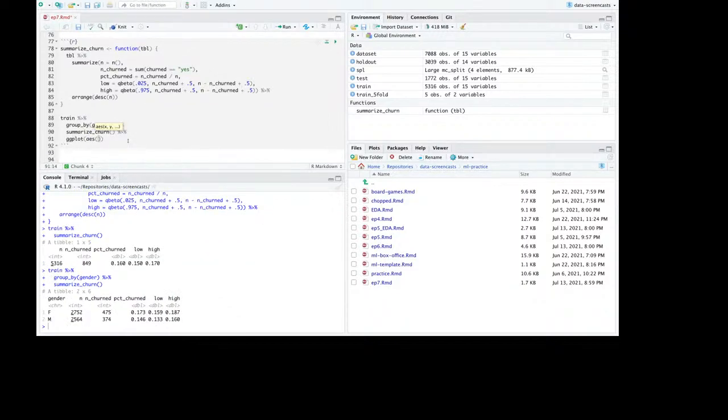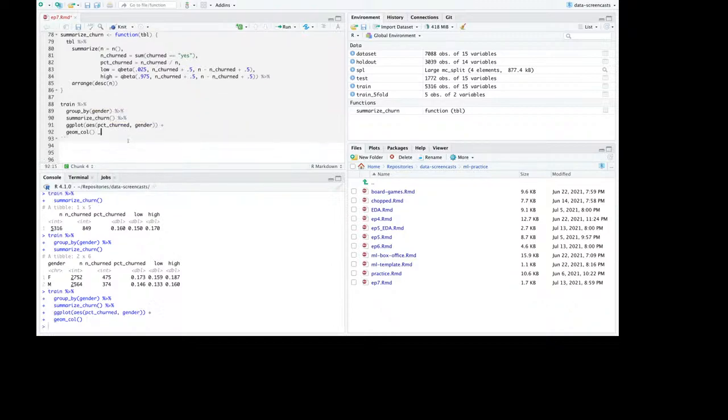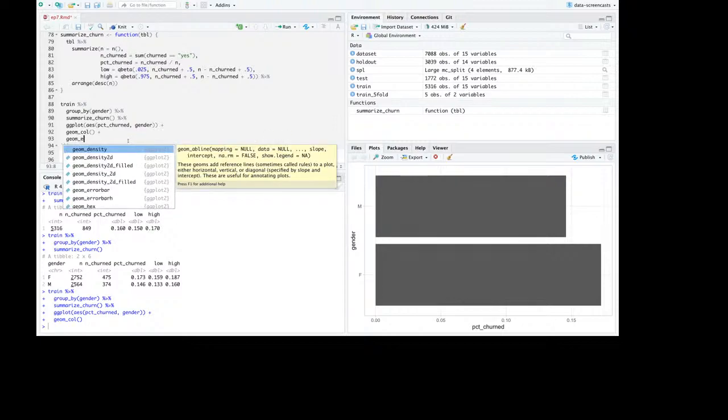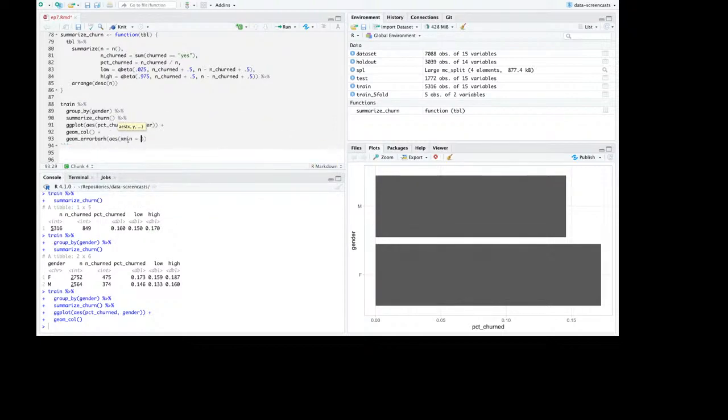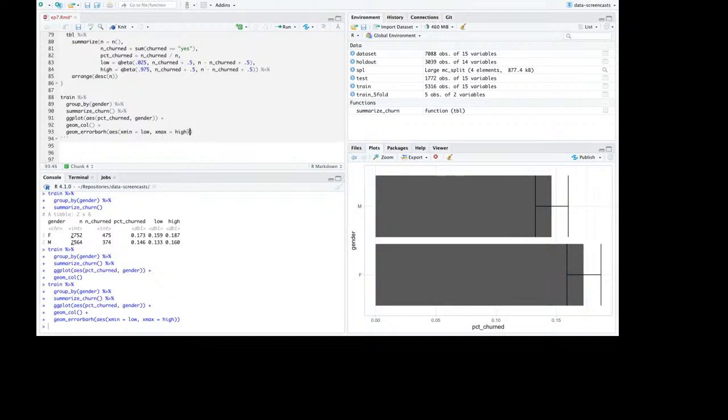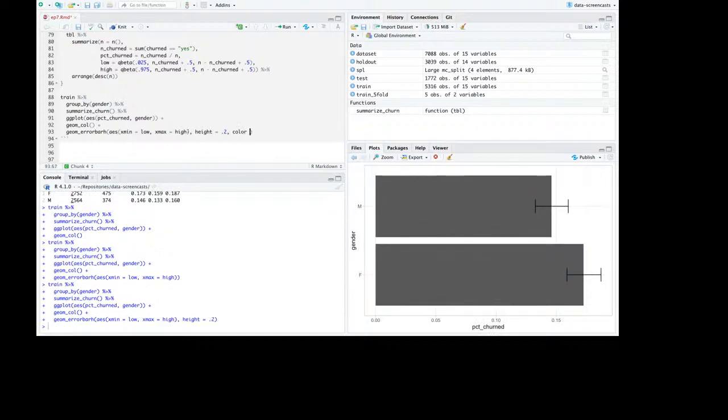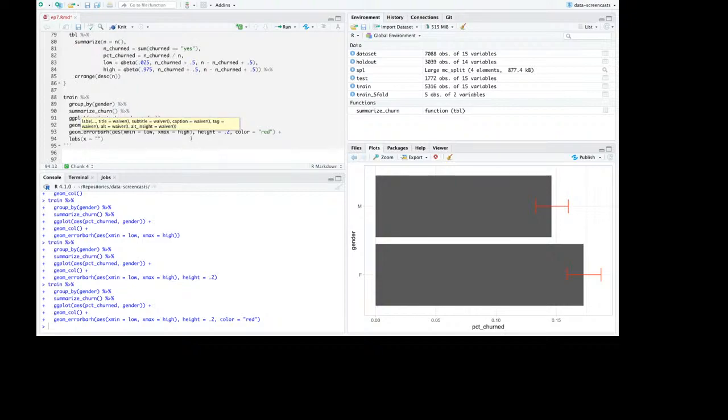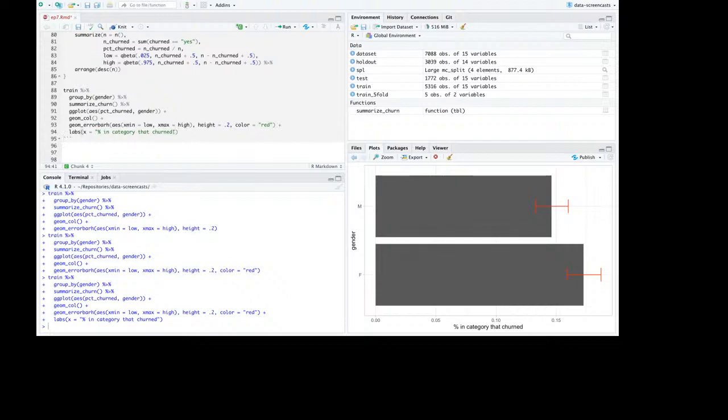I can start seeing things like, okay, the churn rates actually do differ. Where I actually can say PCT churned, gender, geom errorbarh, xmin is low, xmax is high. I have a couple of these numeric ones, and I don't like how tall that is. Height equals 0.2. I don't know, color equals red? Sure, let's go with it. And let's do percentage churned, and yeah, let's kind of go from here.